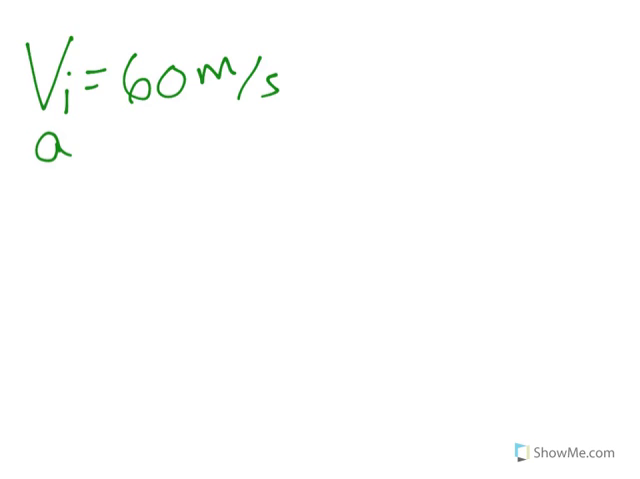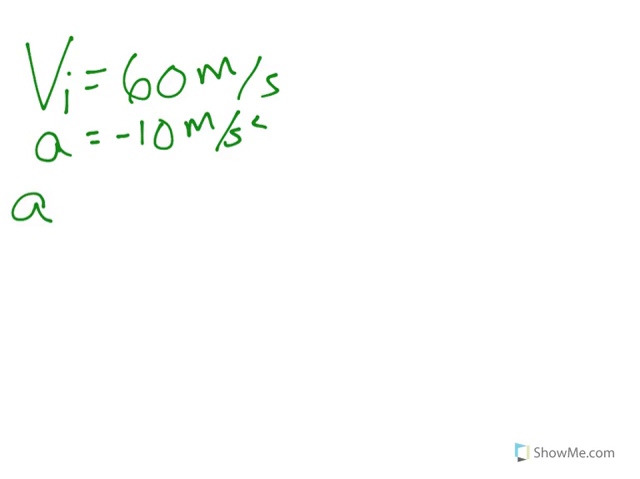So, actually, first of all, we know that the muzzle velocity is 60 meters per second. So what that tells us is that the initial velocity is 60 meters per second. We know also that the acceleration is negative 10 meters per second squared because it's in free fall. Well, that's really all we know at this point.